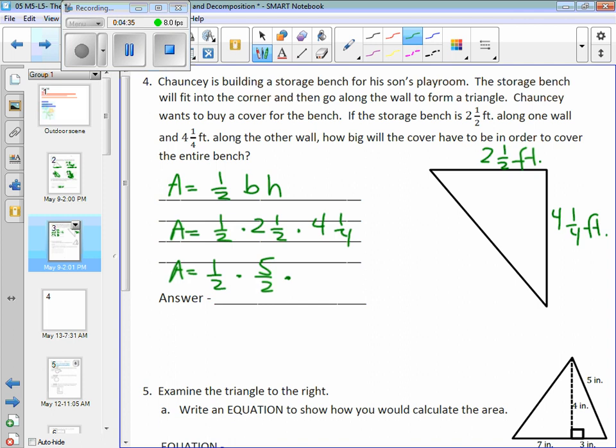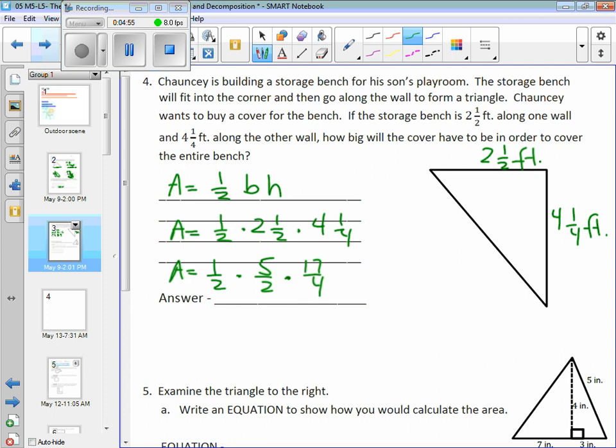What about 4 1/4? Brandon, what'd you get for that one? I got 5. Oh, no, I did it backwards, it's 17 over 4. 17 over 4 is what you should have. And then unfortunately, you can't cross-reduce anything. So as long as you have a calculator, you'll still be okay.